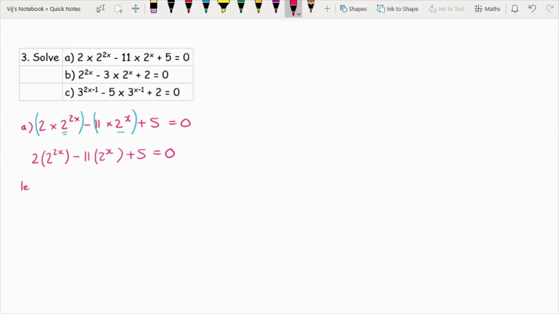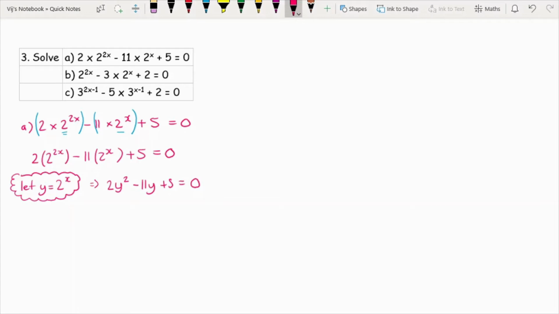Now, if I let y equal 2 to the power of x, then this becomes 2y squared, because if you think about it, 2 to the power of 2x is the same as 2 to the power of x, all squared, and so that's why it becomes y squared. Going back to the question, minus 11y plus 5 equals 0. So now, as you can see, this is resembling a quadratic equation.